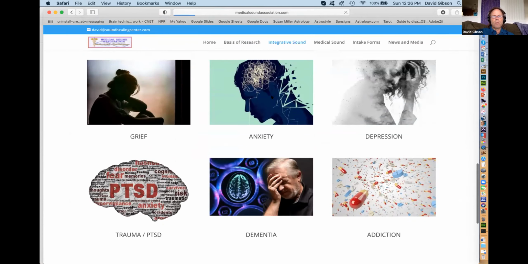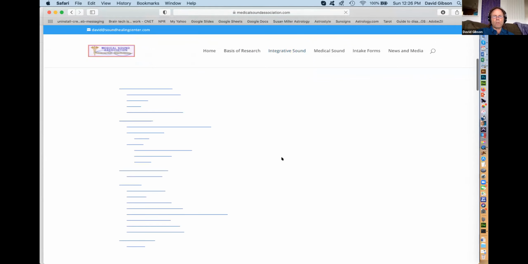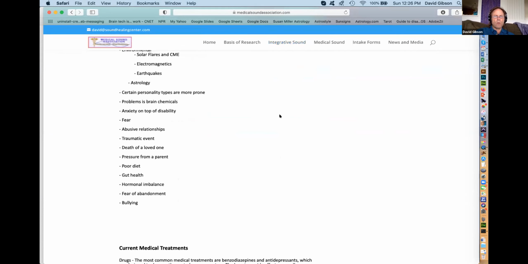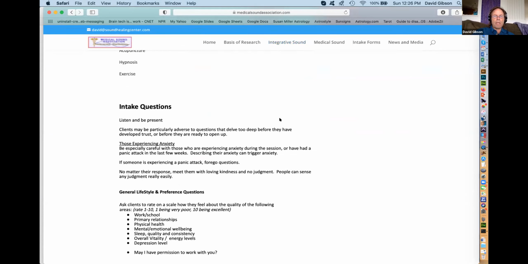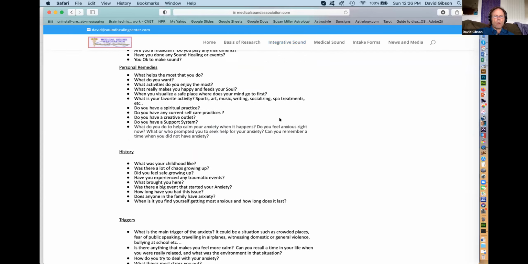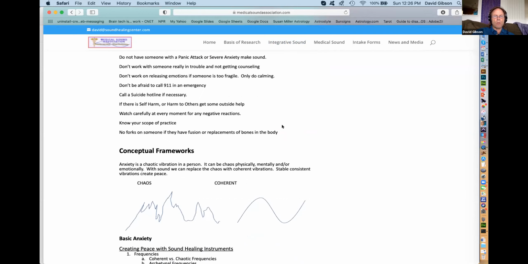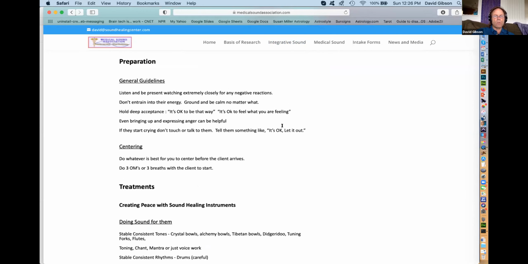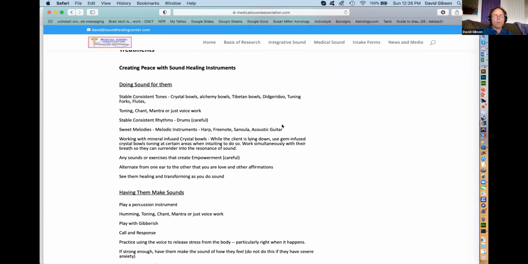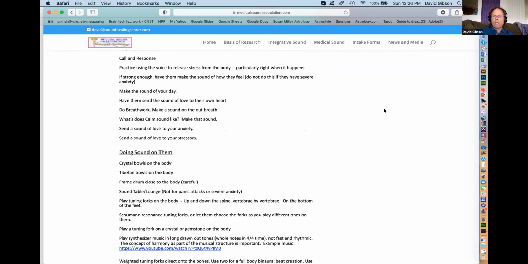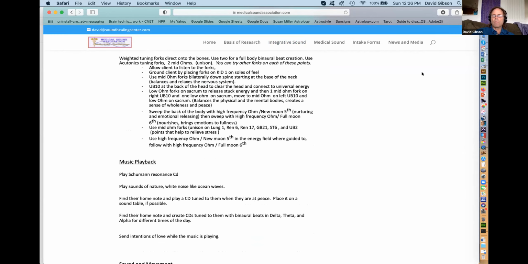And with each one of these, there's a lot of detail, like all the different types of anxiety, right? All the different symptoms, the causes, the current treatments, medical treatments, intake questions you might use, the overall conceptual framework and safety guidelines as to how you're going to approach it, and then the details of treatments that people have come up with, right, for each one of these. So this is a huge database now that you can really use in your work. Oh, and homework as well.